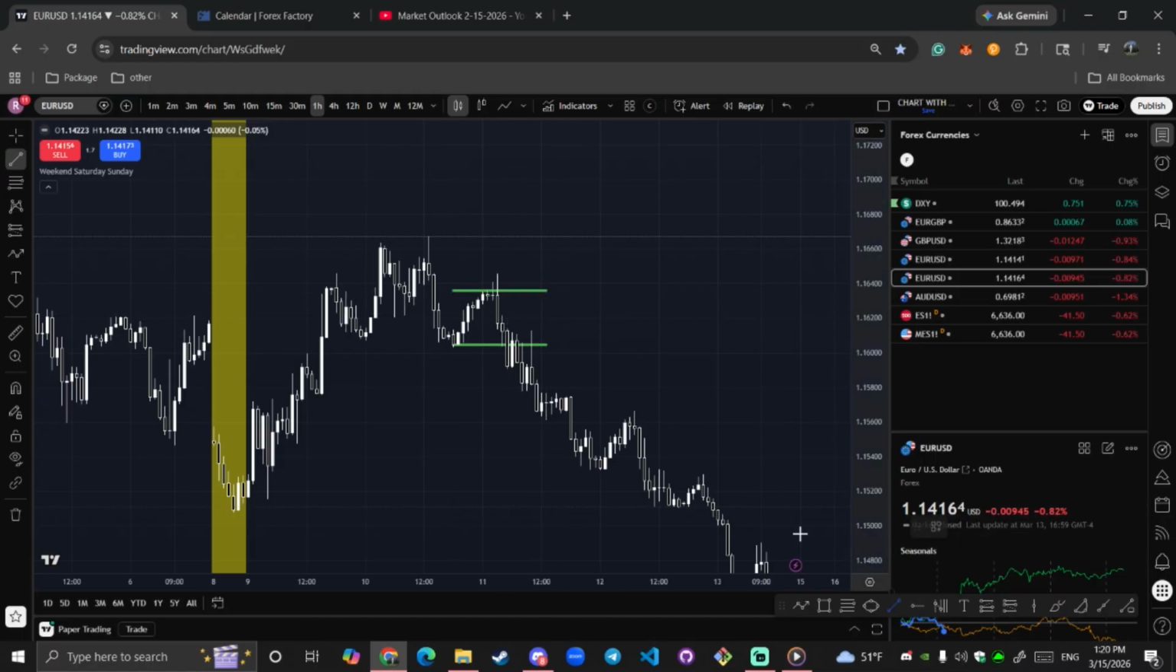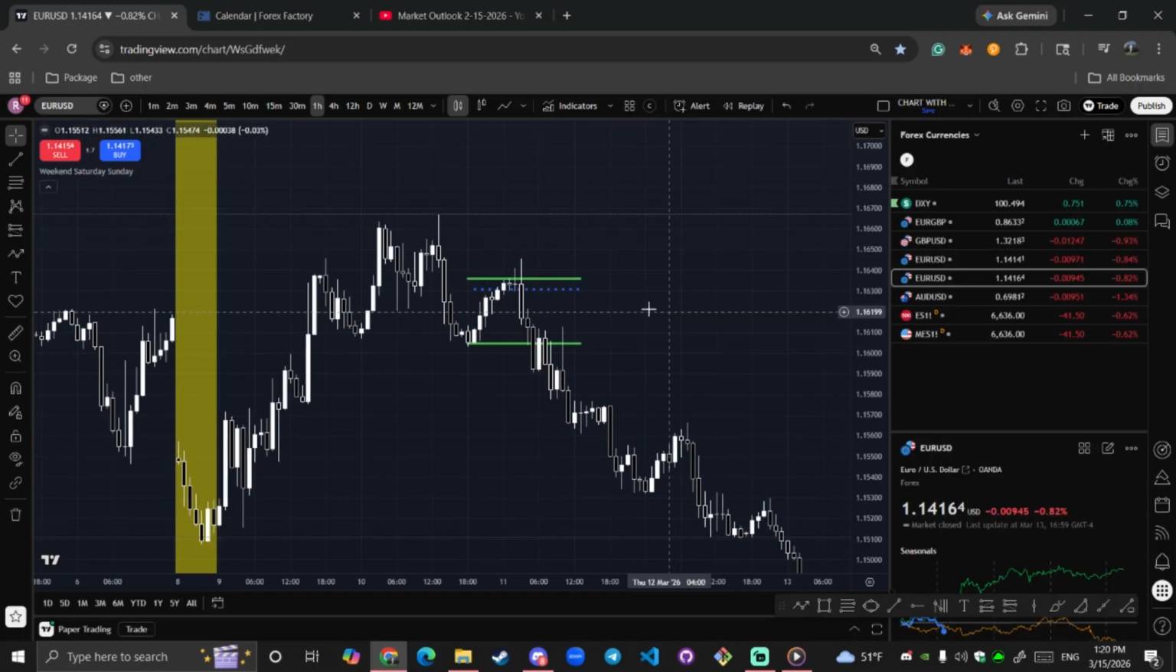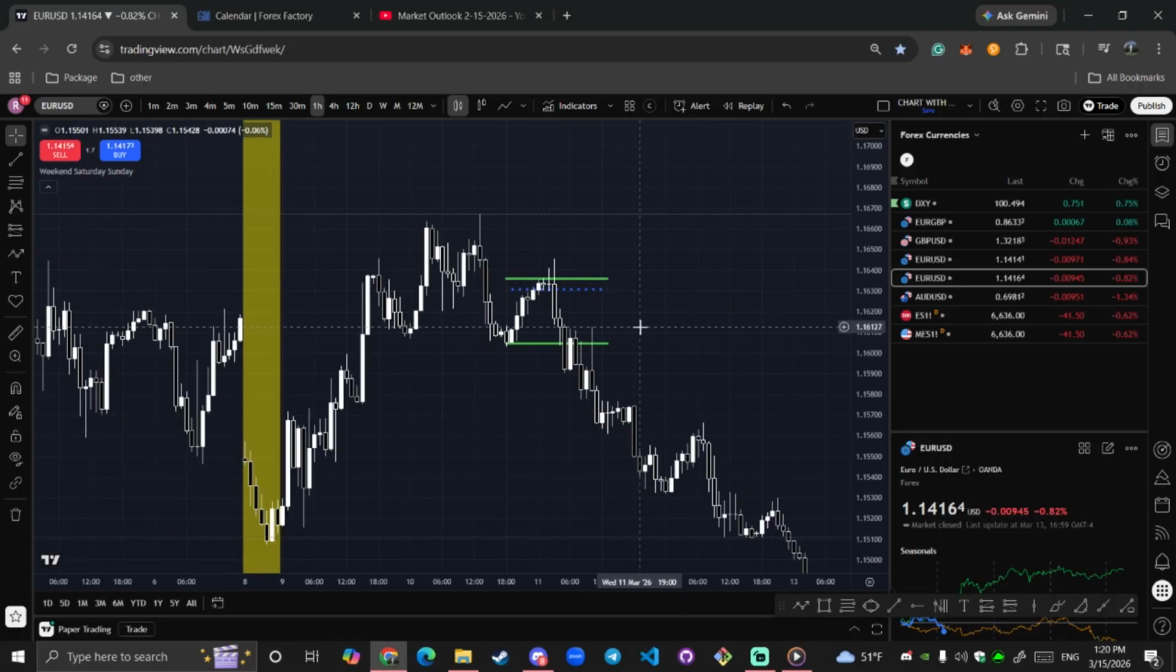And then I do the open of the day. The open of the day is going to be midnight, midnight EST, Eastern Standard Time, right? Go here, and I like to make it a dotted line, and I like to make it blue. So essentially these levels kind of work as support and resistance, right?